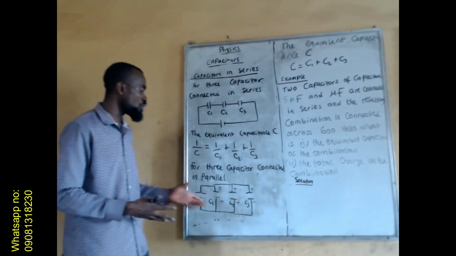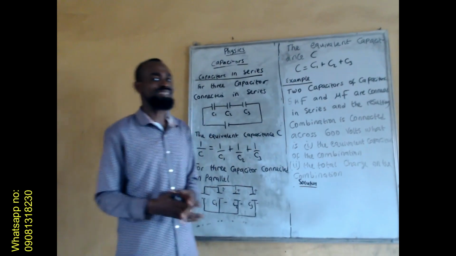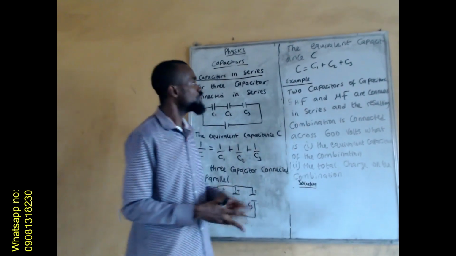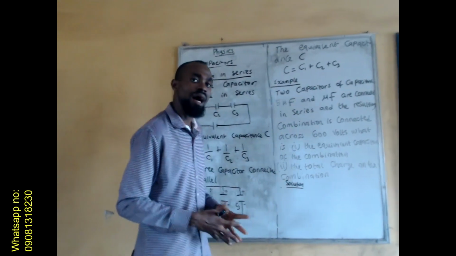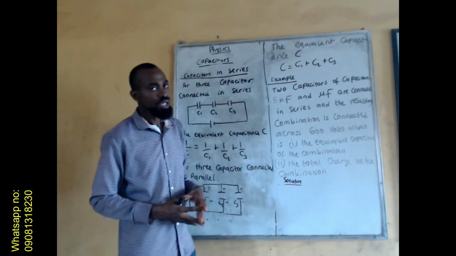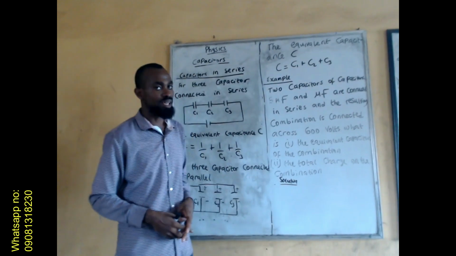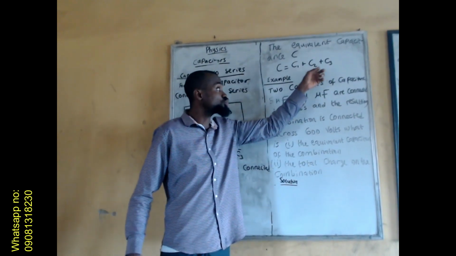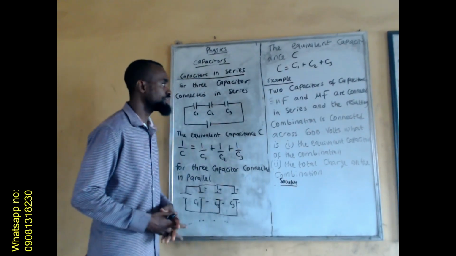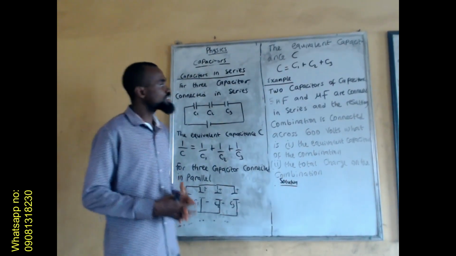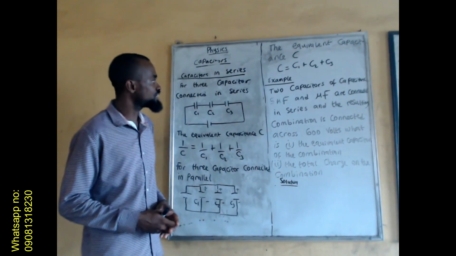How do you go ahead to calculate the capacitance of these three capacitors? It is given by this formula, as earlier said. The total equivalent capacitance will be equal to C1 plus C2 plus C3. Now, let us take an example on this.